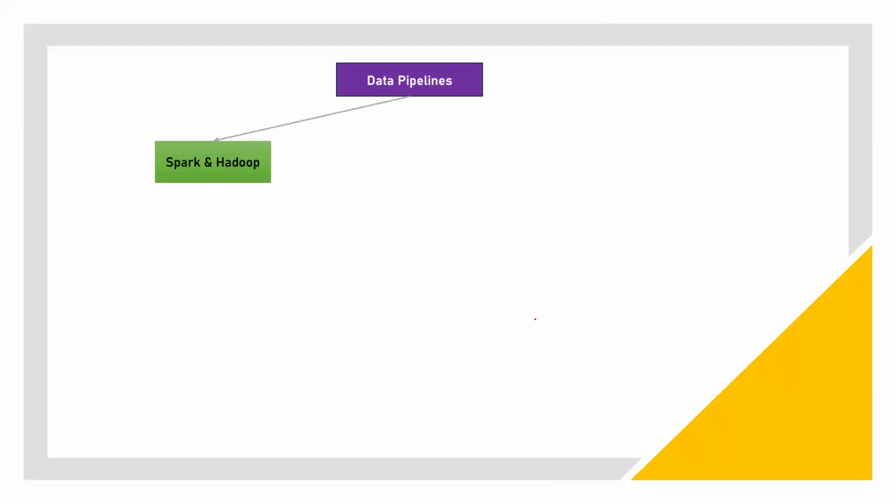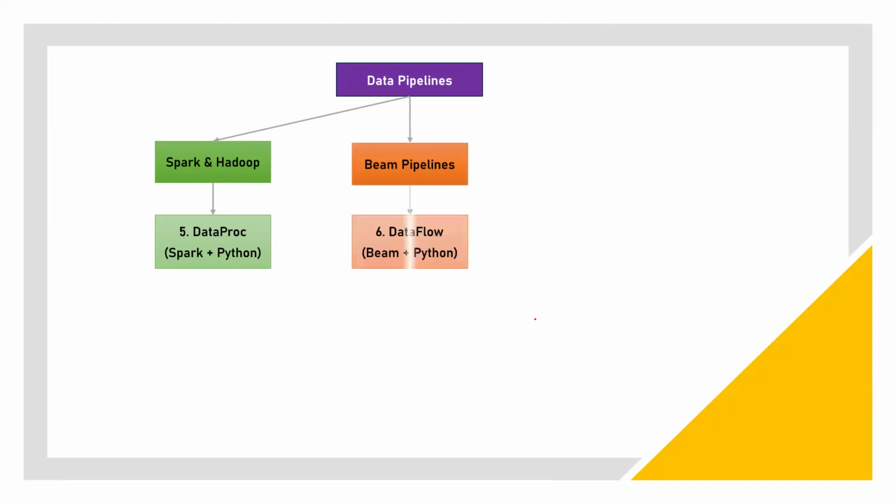The next category: sir, we want to create pipelines. If you want to create pipelines with Spark and Hadoop, we are going to learn about Dataproc, where we are going to use PySpark. Spark with Python, nothing but PySpark. We are going to create PySpark jobs. Spark pipelines we are going to create here. And Beam pipelines in Dataflow. So in Dataflow, we are going to use Apache Beam with Python. Here we are going to create the Beam pipelines.